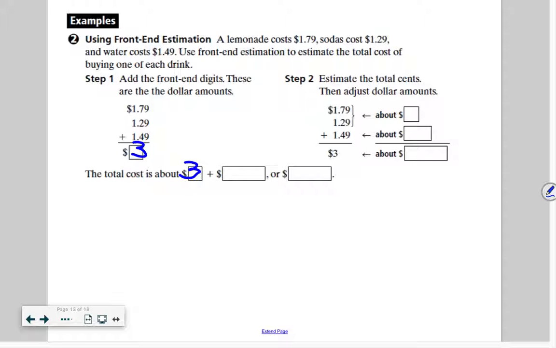Go to the back side. If you put 79 cents and 29 cents together, that's about another 1. $1.49. Is 49 cents close to another $1? No, we're actually closer to $0 than we are to 1 there. So 1 plus nothing is 1. 3 plus 1 is 4.